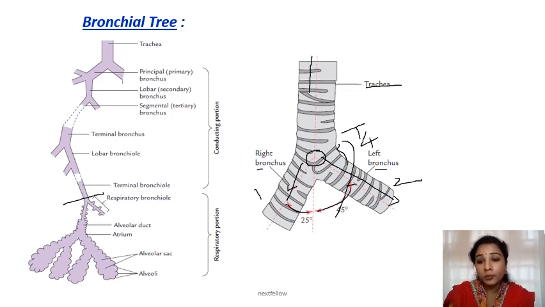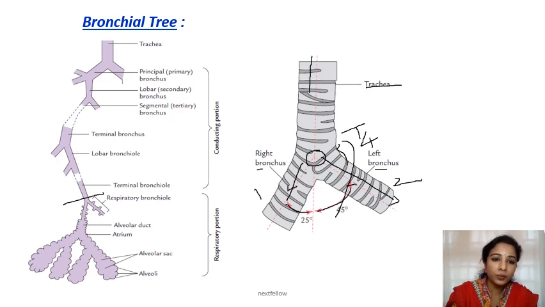And the site of bifurcation of the trachea is called the carina, C-A-R-I-N-A, where internally it appears to have a median ridge which guides the bronchoscope. So during bronchoscopy, the bronchoscope can be inserted rightly into the right or left lung based on the guidance of this carina. So the carina is the site of bifurcation of the trachea.